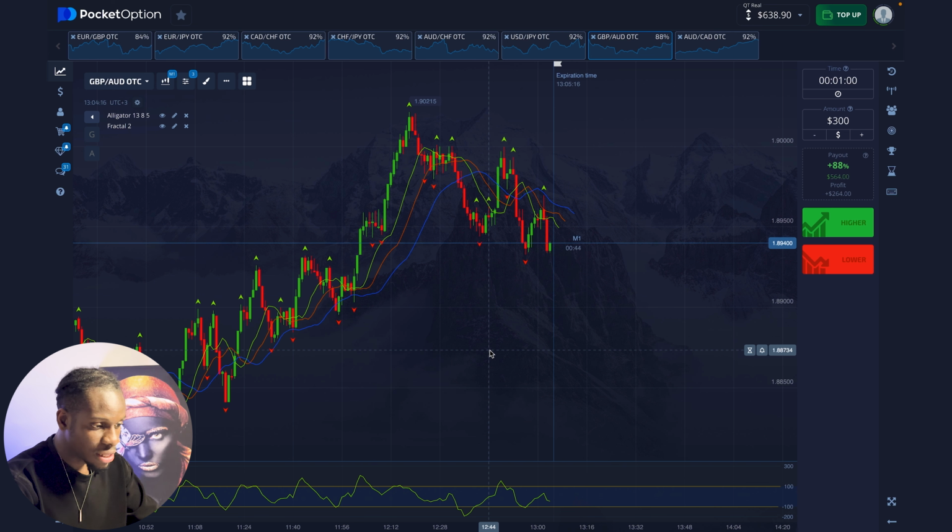Okay, let's start our trades with $300, which is half of my balance. And I'm going to be opening each of my trades on the 1 minute time frame. So let's choose the first currency pair.